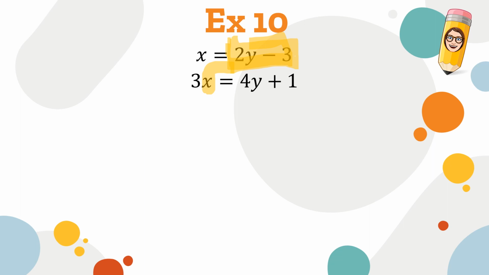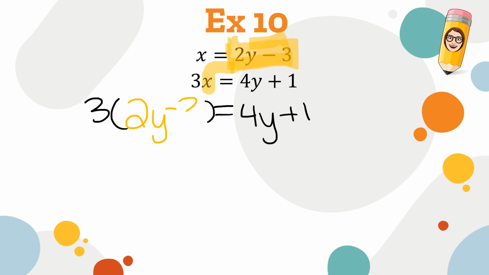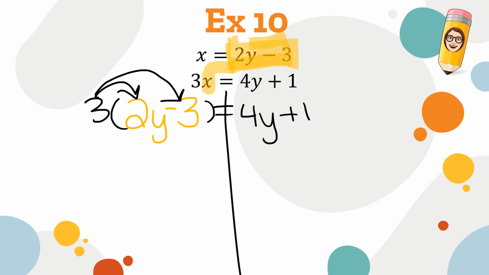All right, let's rewrite the second equation. But where there's an X, I left a gap. I'm going to leave a parenthesis. And in that parenthesis, I'm going to write the 2y minus 3. So this one's in a different order, but that doesn't matter. Okay? We're going to distribute first. We're still solving. I'm going to have a 6y minus 9.